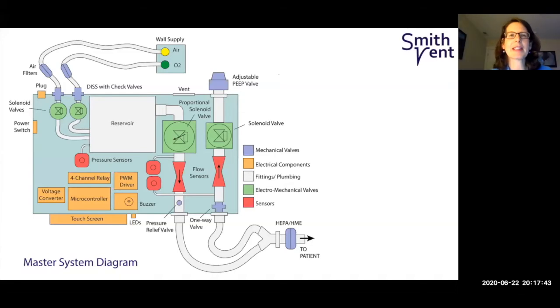So here's the master system diagram for our final SmithVent design. It's actually not too different from the version that we proposed at the end of round one. I'm going to talk you through it, and I'll focus on the airflow pathway through the system.